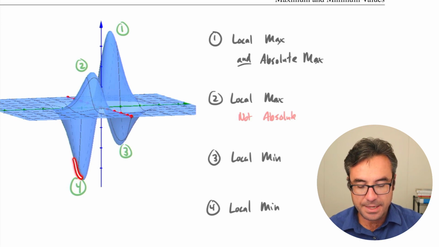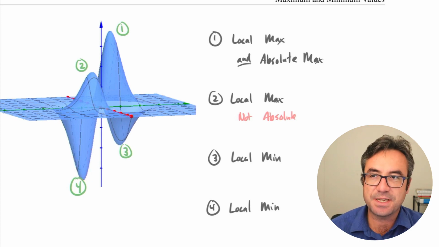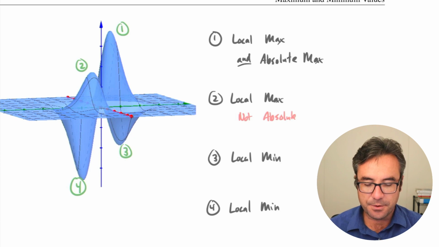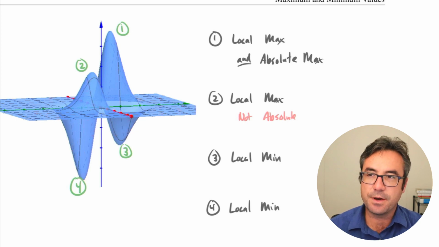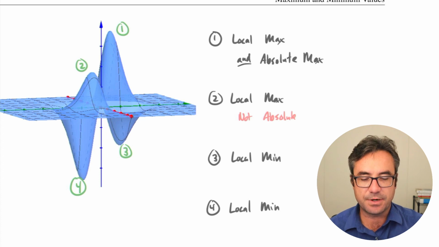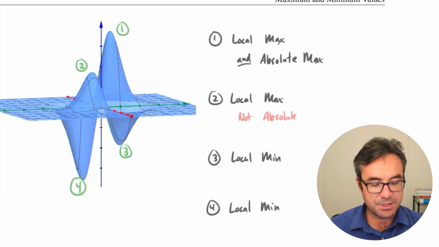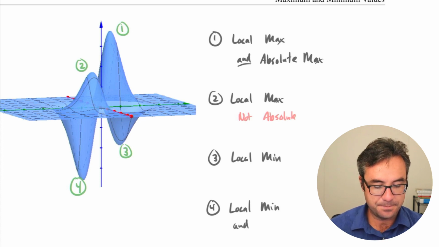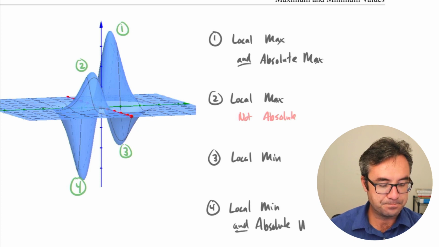Point 4 is the lowest my surface ever gets. So all of the other points on the surface are higher than it. So what's going on at point 4, that's as low as my surface ever gets. So that is an absolute min. So it's both a local min and an absolute min.